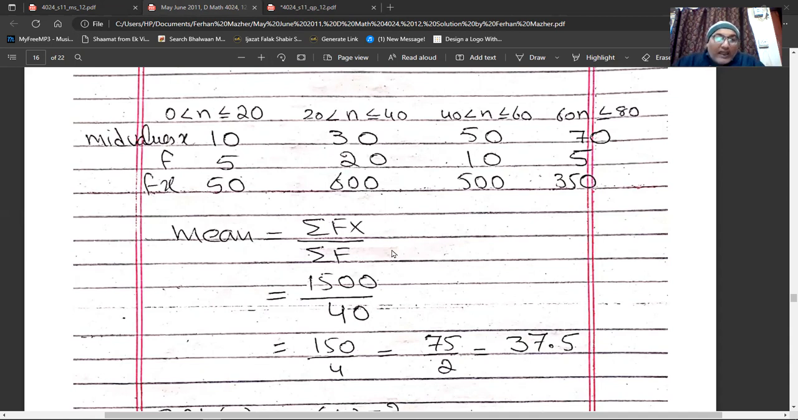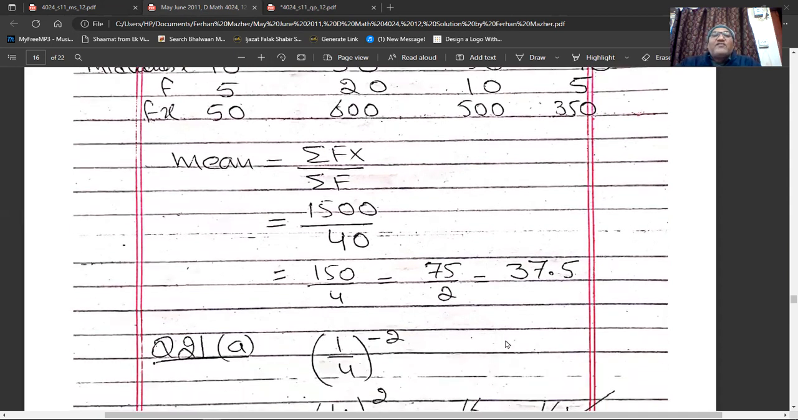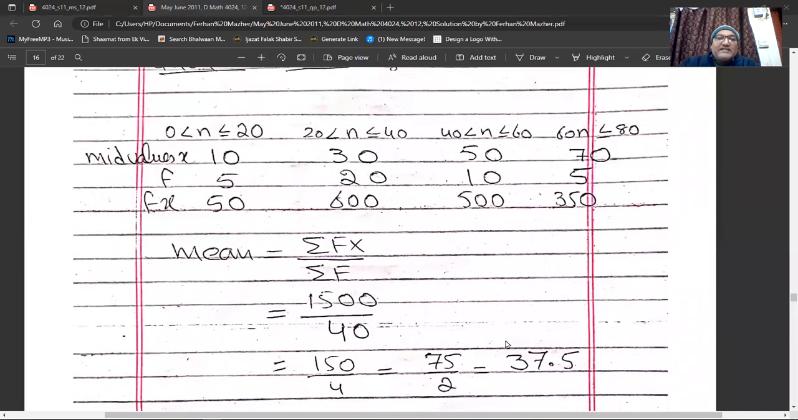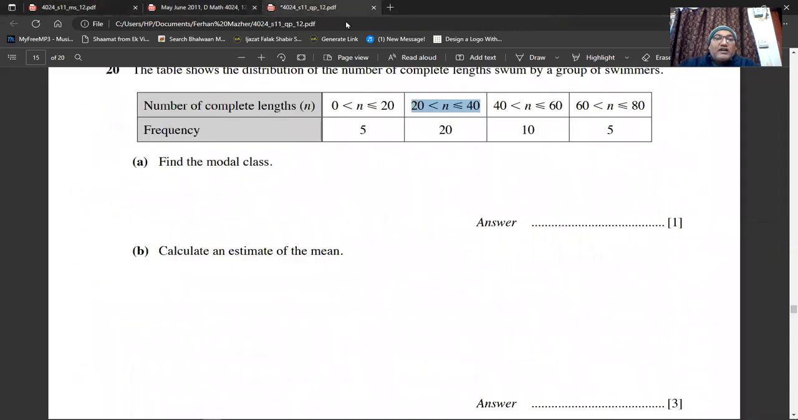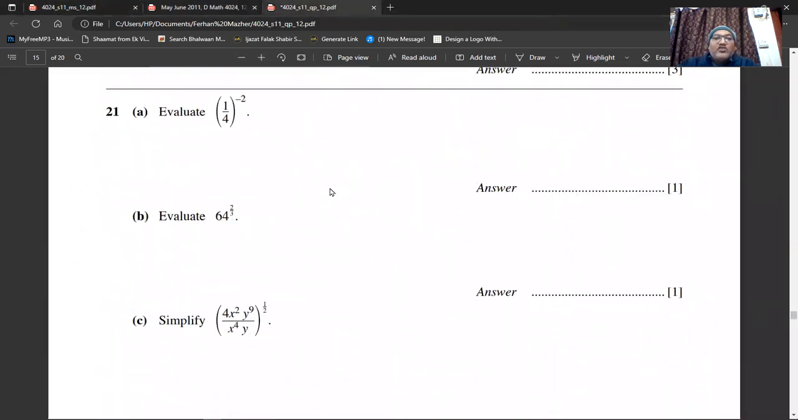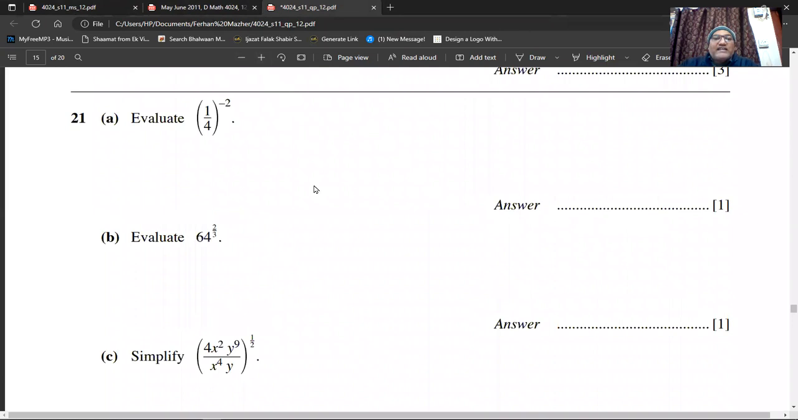So when you add all these fx values, you get 1500. When you sum up all the f values, you get 40. So 0, 0 will be cancelled. So you will have 150 divided by 4, that cancels with the 2. You will have 75 divided by 2, and that will be 37.5. So the mean is 37.5. 37.5 is the right answer, sir. I hope you understand. Okay, so now we are going to the next question.